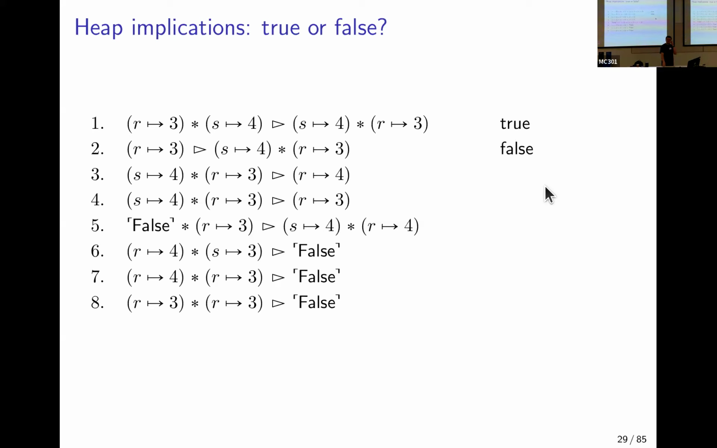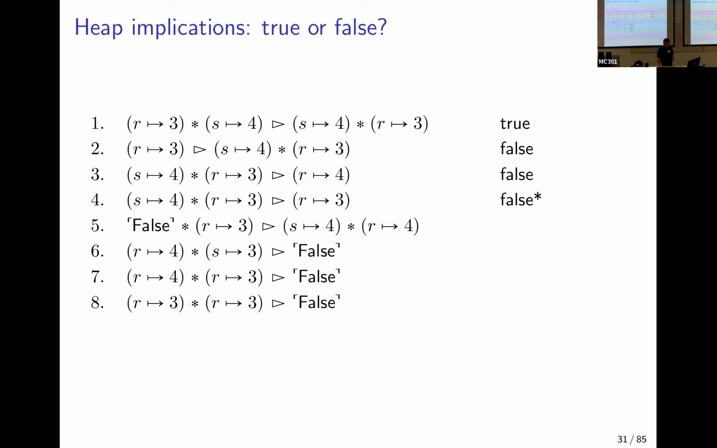Who thinks it's true? Okay, so no one's wrong here. Wait, no, there was not a mistake, but it was a trap. So it's R points to 3 and R points to 4, so it's false. However, what about the fourth one? Yeah. Who thinks it holds?